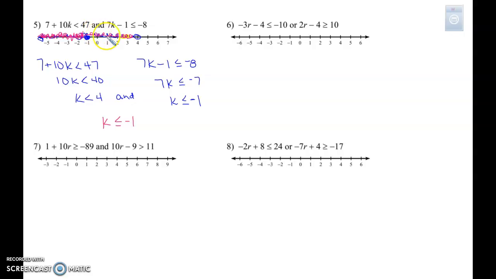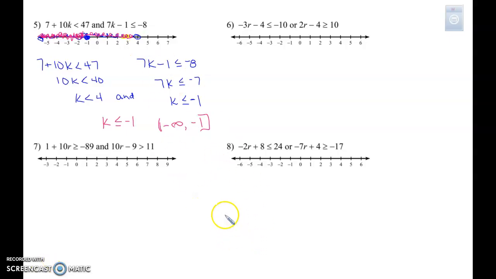If it's an "and", it has to be both of them. So this only has one color in it. It's really kind of messed up, but it only has one color. So you're looking for the overlap because it's an "and", so it has to be both of them. So for interval notation, it would be -infinity to -1 with a bracket.